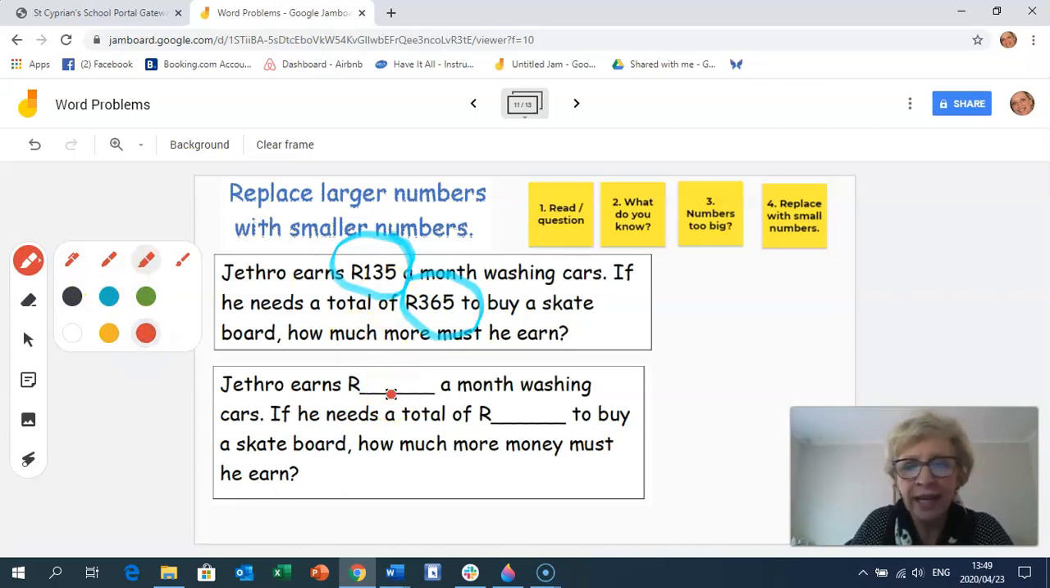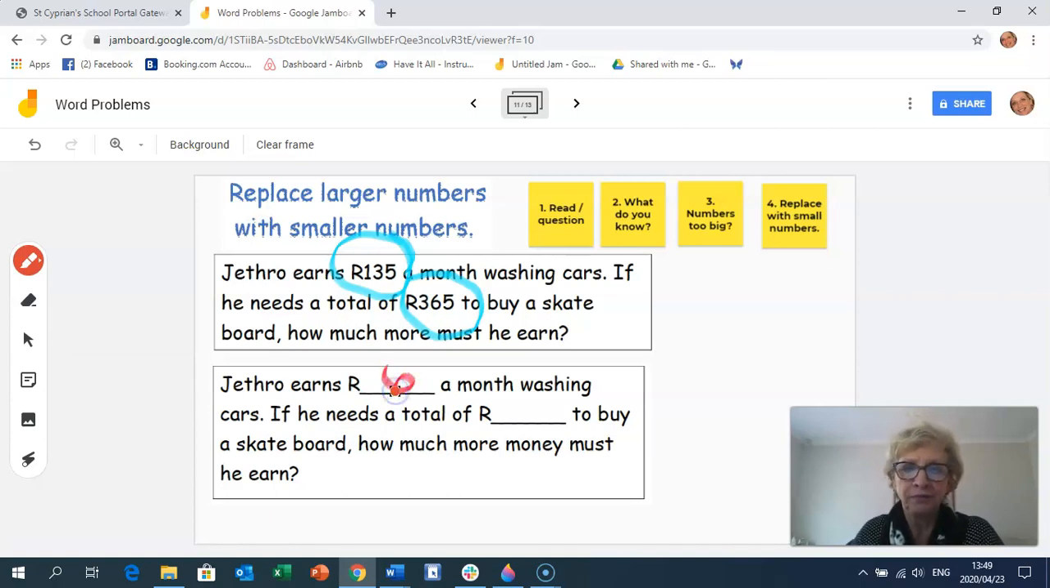So let's add any number in. Jethro earns, let's say it's R6 a month washing cars. Well, that's quite sad, isn't it? If he needs a total of, now this number here, in this spot, must be bigger than this number. So I'm going to put 10 Rand here. If he needs a total of 10 Rand to buy a skateboard, how much more money must he earn?